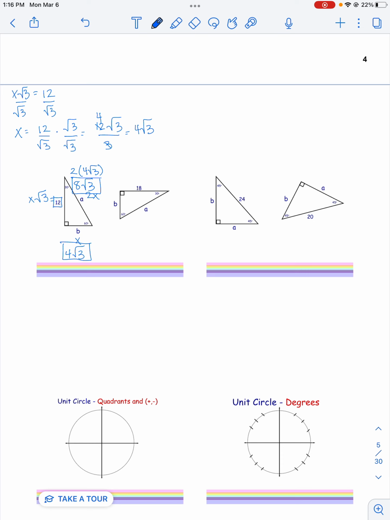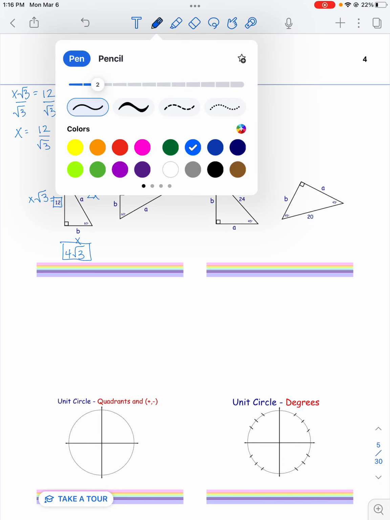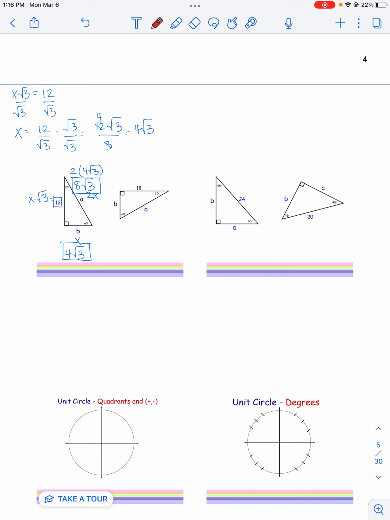Now, moving on to the second one. Let's do that one in a different color, maybe in red. Okay, now the triangle's oriented differently, but that doesn't matter. You could think of it as a 60, 30, 90 triangle. But still, the side opposite the 90 is going to be 2x. The side opposite 30 is going to be x. And the side opposite the 60 is going to be x square root of 3. So again, I'm going to set 18 equal to x square root of 3. Divide both sides by the square root of 3. And what I get is that x is equal to 18 over the square root of 3.